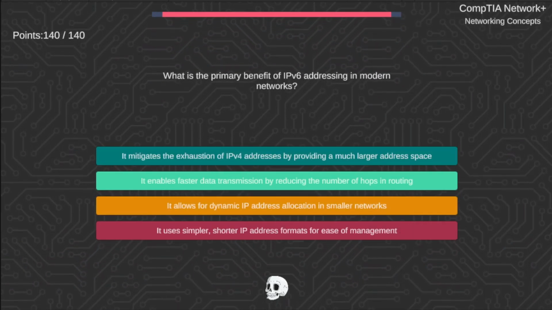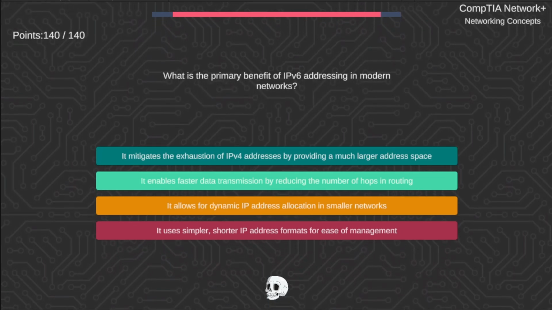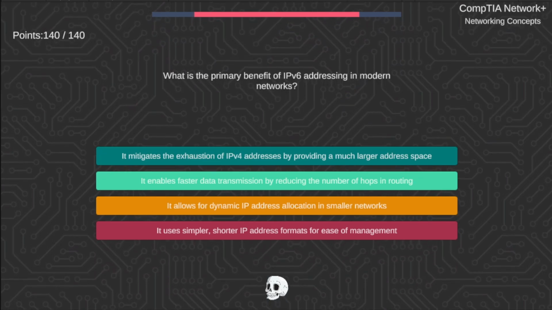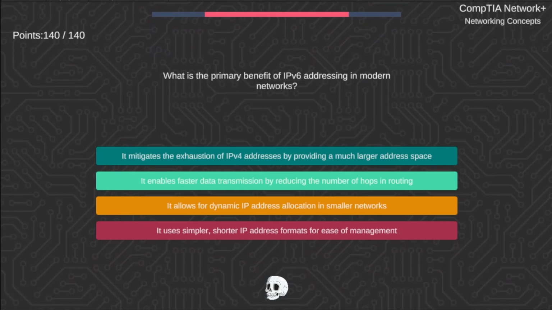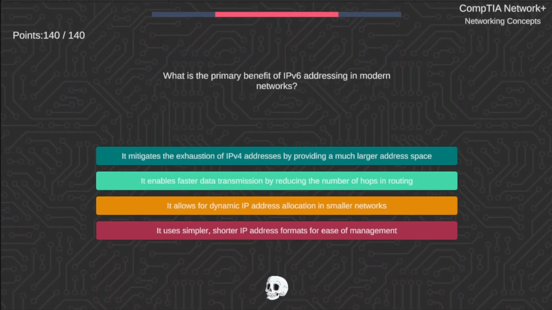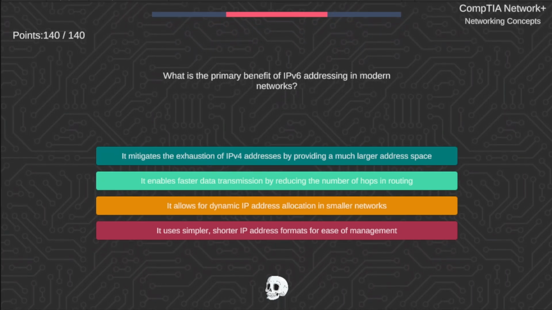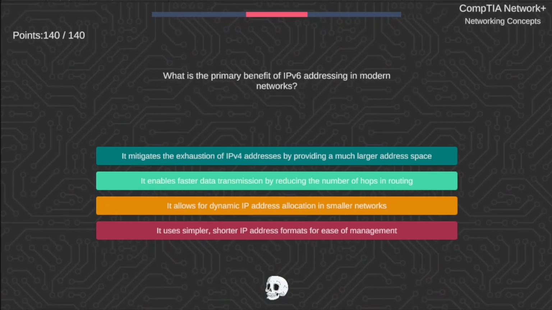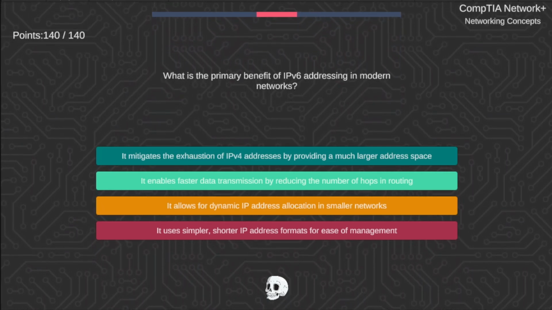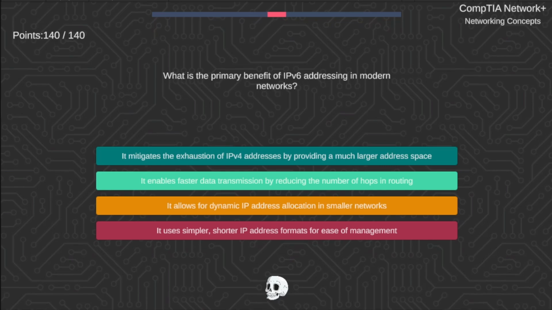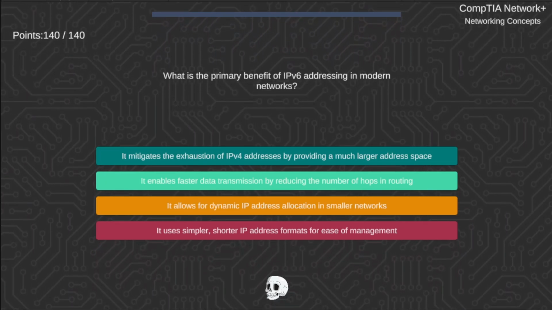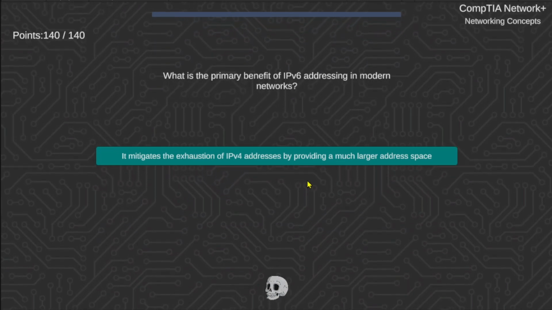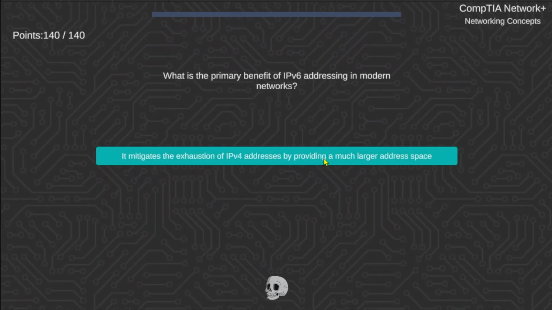What is the primary benefit of IPv6 addressing in modern networks? It mitigates the exhaustion of IPv4 addresses by providing a much larger address space. It enables faster data transmission by reducing the number of hops in routing. It allows for dynamic IP address allocation in smaller networks, or it uses simpler, shorter IP address formats for ease of management. Correct answer is it mitigates the exhaustion of IPv4 addresses by providing a much larger address space.